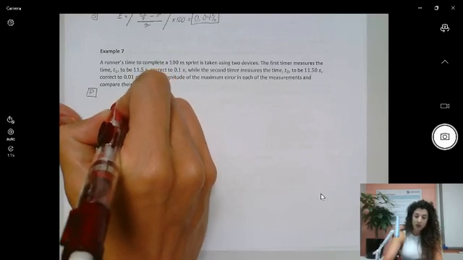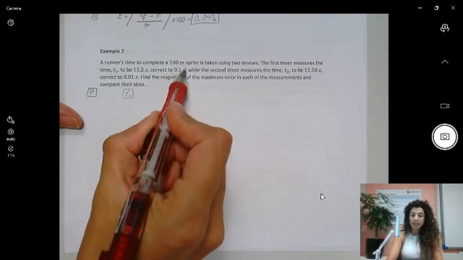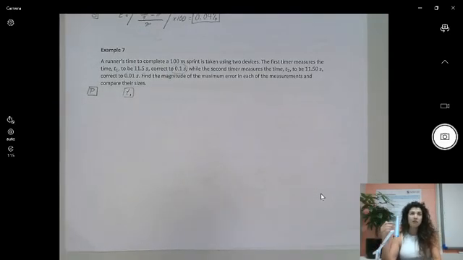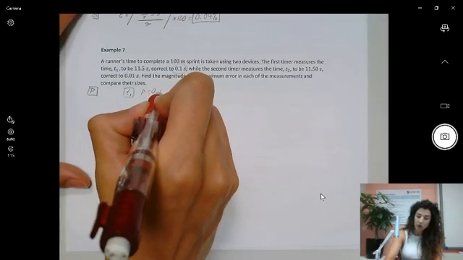I'm going to do T1 like this, and then I'm going to talk about the fact that it says correct to 0.1. Hopefully this is ringing a bell in your brain of correct to this many decimal places. That sounds like bounds that we already learned about. If it's correct to this, they're giving us a level of precision. So what we're going to do here is we're going to say that P is 0.1.